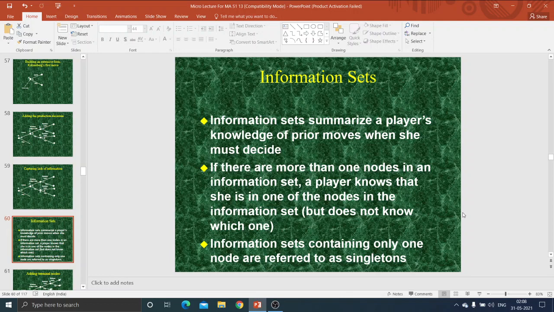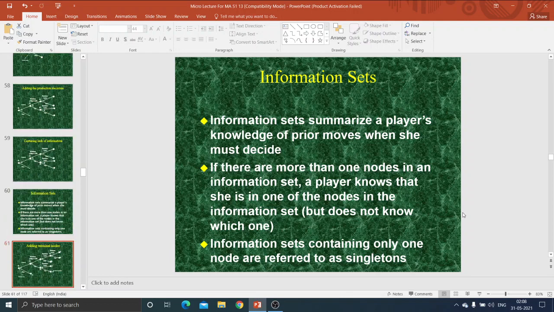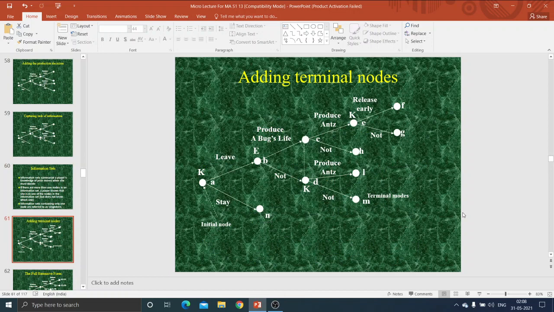So she is either in the upper or in the lower node. Information sets containing only one node are referred to as singletons. If you have only one node, it is called a singleton. If you have two, then a doubleton, and if more than that, multi.